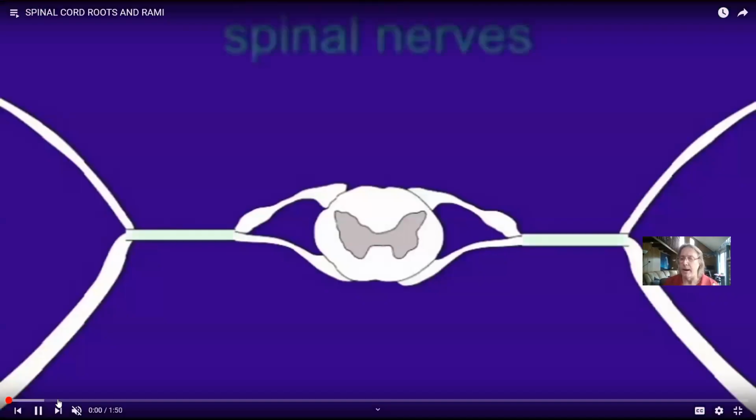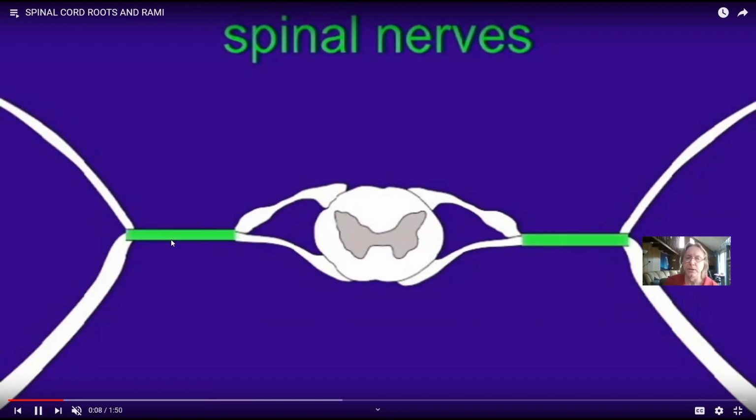As we look around the spinal cord, obviously there are nerves which enter or leave the spinal cord, carrying both sensory and motor information. And so that's what we call a mixed nerve. A mixed nerve has sensory and motor information. So here in green, these are mixed nerves carrying both sensory and motor information.